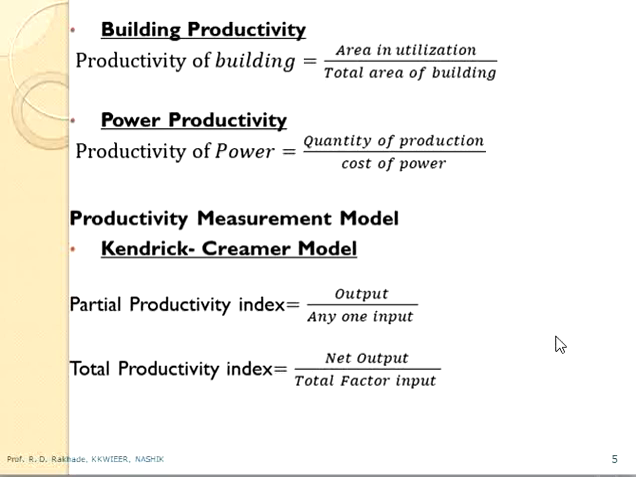Take output upon material input. If you want to calculate labor productivity, then output upon labor hours. In that way we can calculate partial productivity. We have already seen the different kinds of productivity. Then next is the total productivity index: net output upon total factor input. In total factor input we consider all input resources.